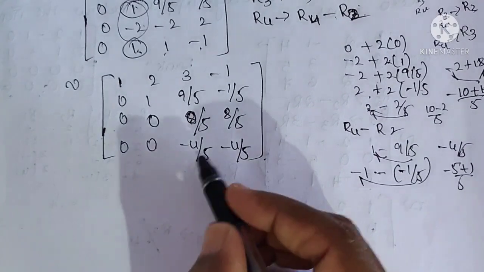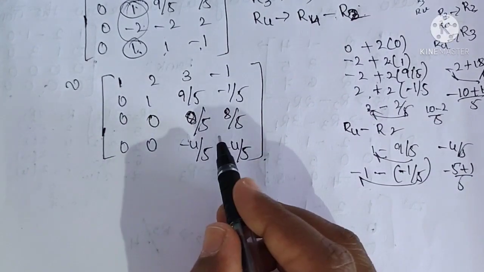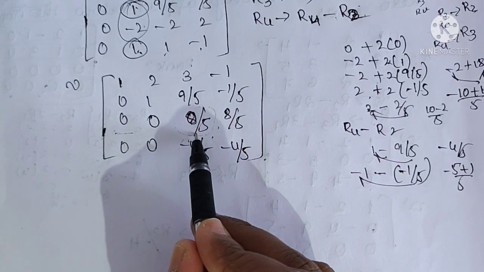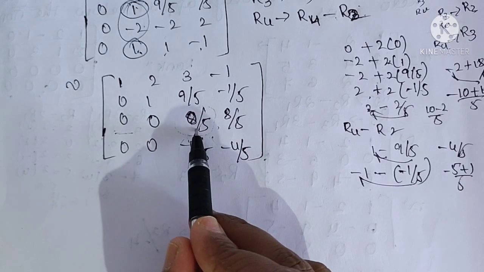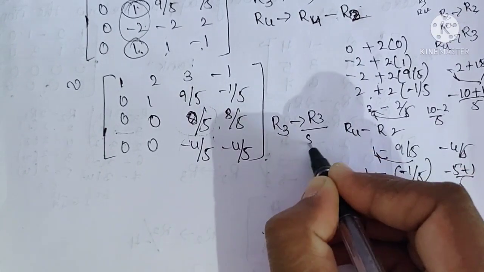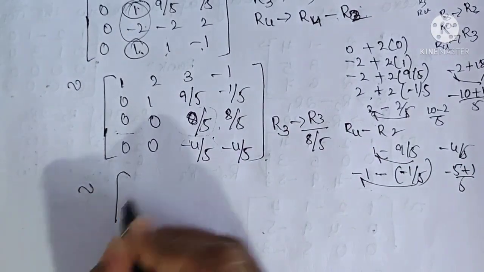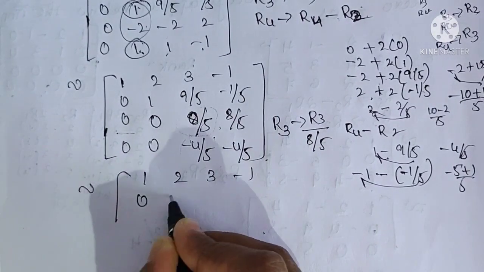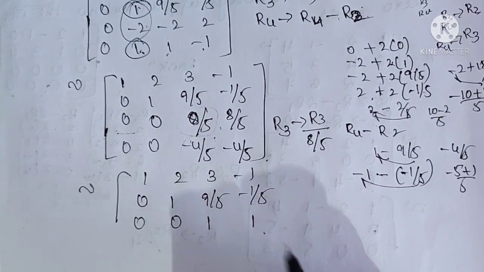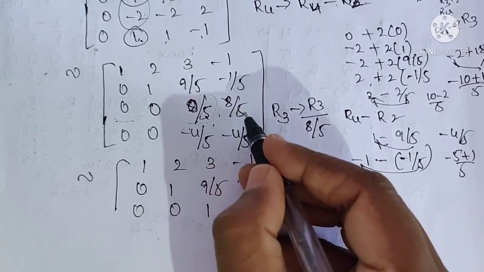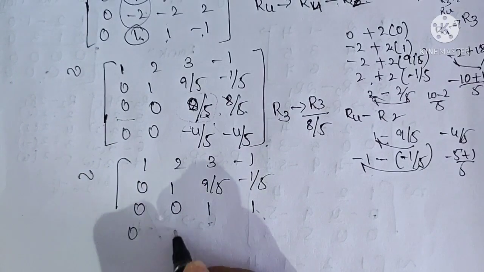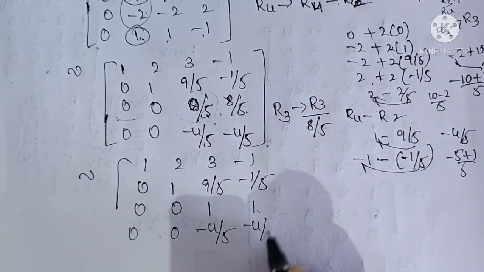Now again we have to make this element equal to 0. For that, we have to do row transformation again. Before applying row transformation, the non-zero element in the third row is not equal to 1. We have to make it equal to 1. For that, you divide row 3 by 8 by 5, we get 1 2 3 minus 1, 0 1 9 by 5 minus 1 by 5, 0 0 1 1. Because here also 8 by 5, here also 8 by 5, R3 divided by 8 by 5 value is 1 1. Then 0 0 minus 4 by 5 minus 4 by 5.